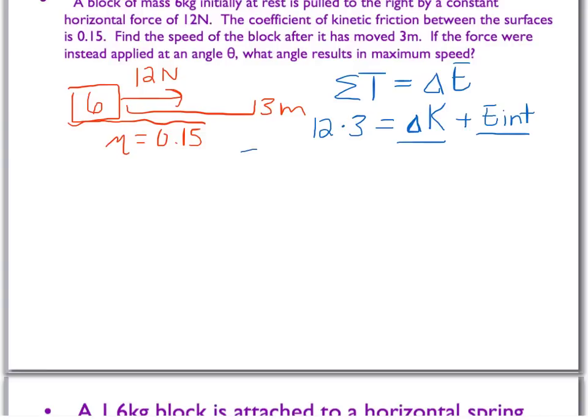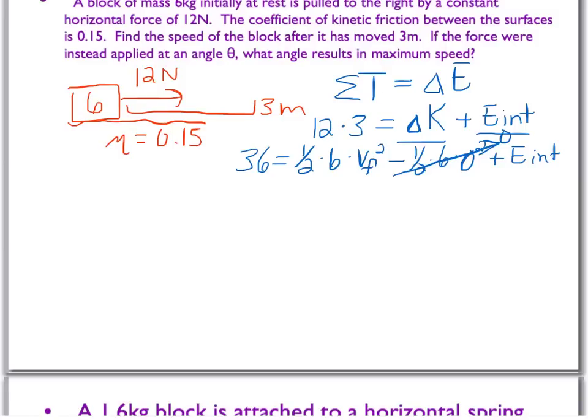As I go through and solve this, I can look at my change in kinetic energy as being 1/2 the mass times the final velocity squared, minus the initial 1/2 the mass times the initial velocity squared. And I also have this internal energy piece. This entire piece is going to go to 0 because it did not have any initial kinetic energy. So half of 6 is 3, my final velocity squared.